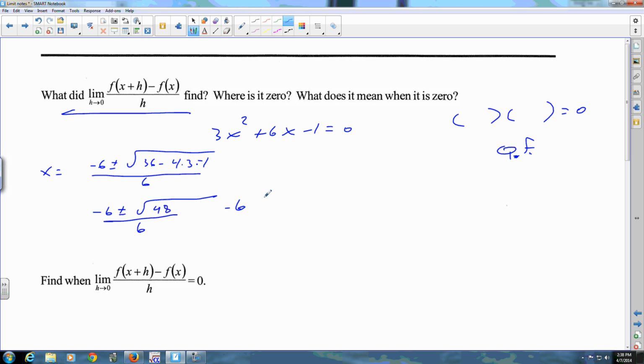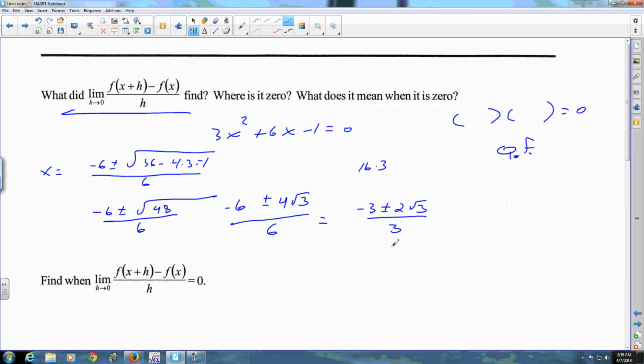So negative 6 plus or minus, 48 is 16 times 3, so 4 square roots of 3 over 6. If you reduce it, you'd have a 2 that cancels out. Negative 3 plus or minus 2 square roots of 3 over 3.